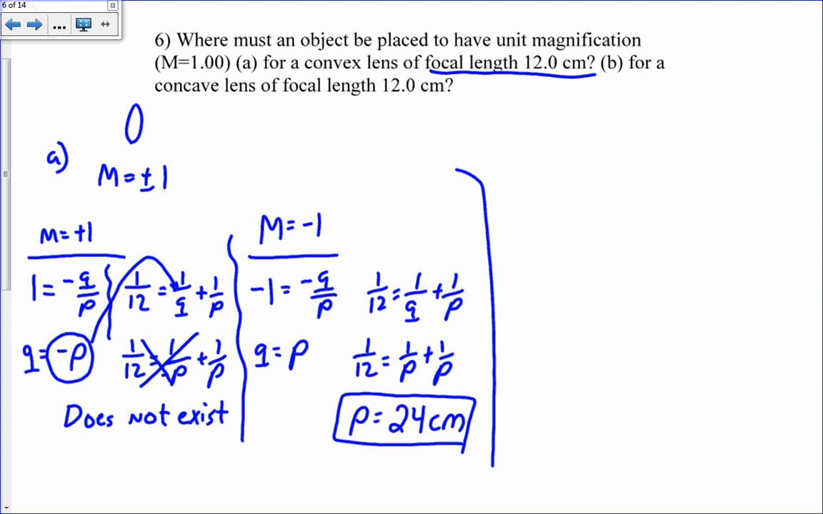Now let's consider a concave lens. Remember, a concave lens is like this. And for a concave lens, the focal length is negative. A concave lens only produces virtual images.